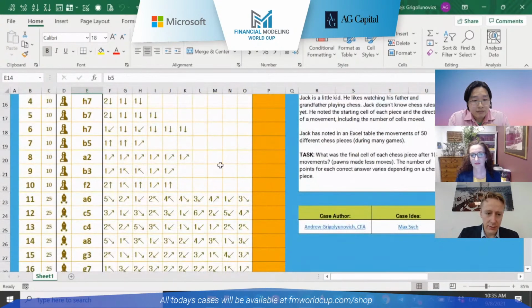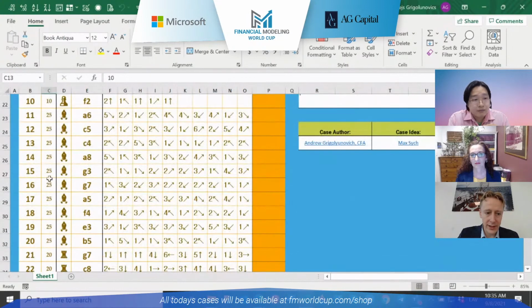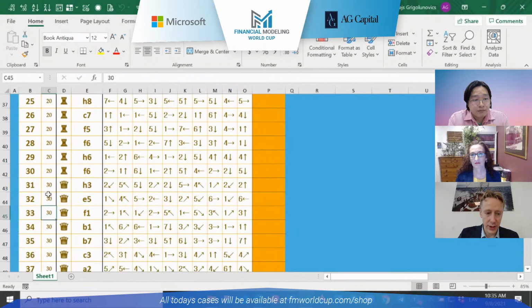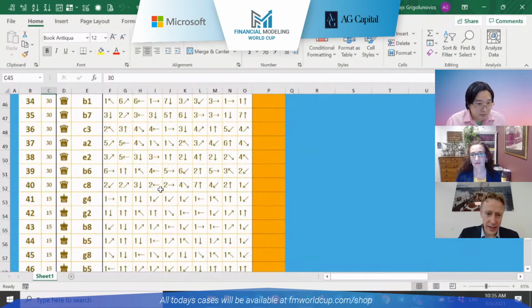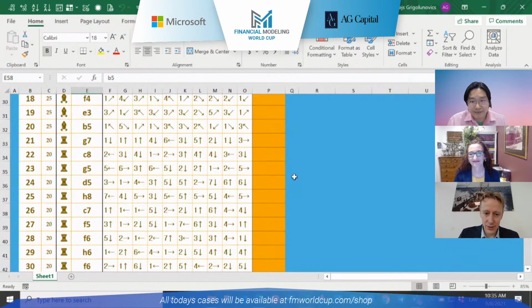Again, there are different points. You will get fewer points for pawns, more points for rooks, and the most points for the queens, because the queens move the fastest, in any direction, and the furthest. You also might be lucky: we didn't include the movements of knights, as it would be even more difficult to work with.